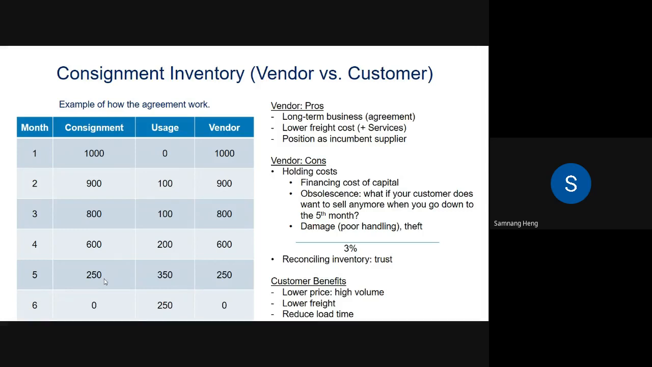Another point is reduced lead time. With consignment inventory, the vendor takes care of delivering the product from the vendor warehouse to the buyer warehouse, and we take care of loading, unloading, everything. So the customer doesn't have to worry about anything. They just introduce the product to the consumer, sell it, make profit, and then pay the vendor later on.